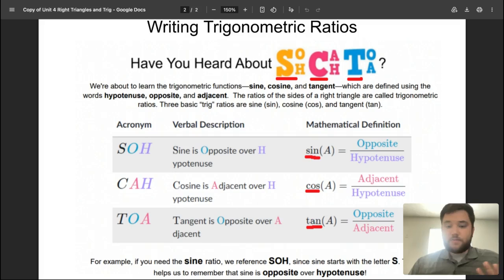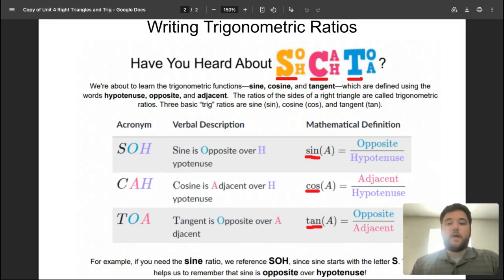Now the rest of these is what we're eventually going to fill in with numbers and variables, and solve for. That's what this O, A, and H are. You already know what these are from the previous video: the opposite side, adjacent side, and hypotenuse side. They are the sides of your right triangle.